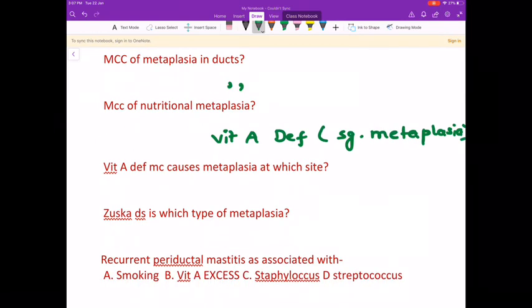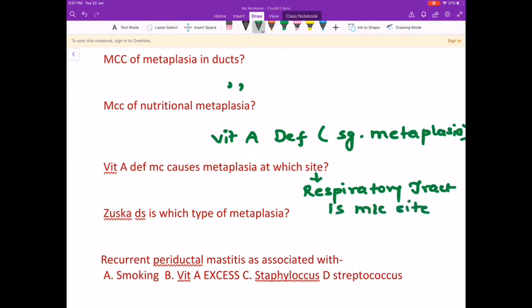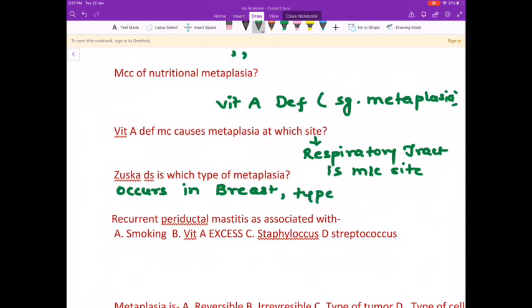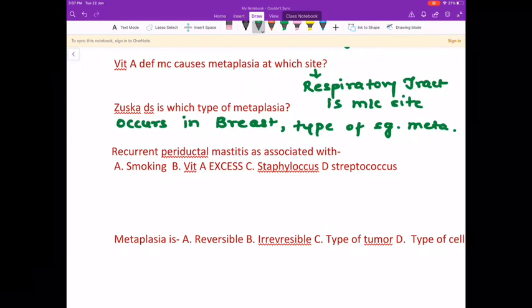Vitamin A deficiency most commonly causes metaplasia at which site? Most of the students make it wrong. They tick mark the skin, but it is respiratory tract which is the most commonly affected in case of vitamin A deficiency. Zuska disease is which type of metaplasia? Yes, this disease occurs in breast and it is a type of again squamous metaplasia. I'll be showing you image based question for the Zuska disease and then you will be able to understand it in a better way.